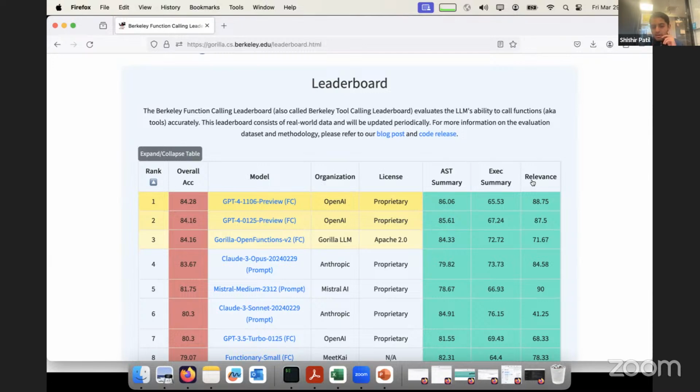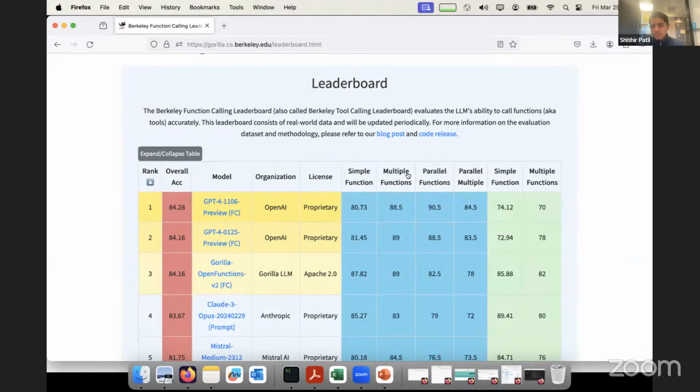And we're going to soon also add stuff like latency, like how long does GPT-4 take on average for your set of calls versus how long does Claude take, and the cost and metrics like that. And of course, you can double click and say, I want to think of simple functions, parallel functions, how do they perform, and so on and so forth.